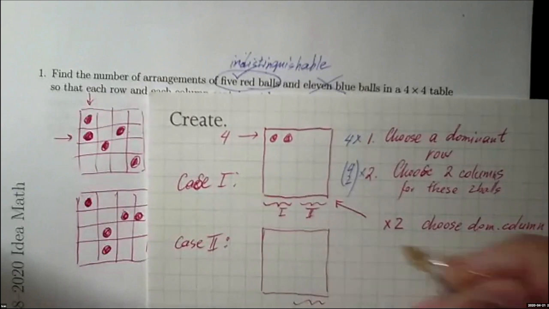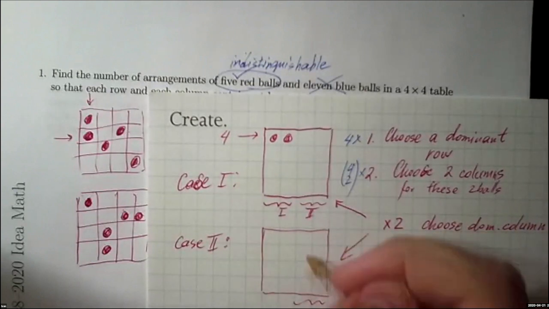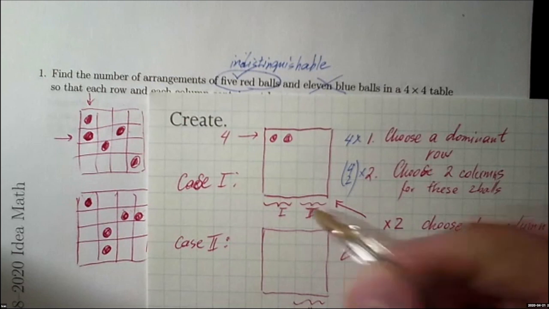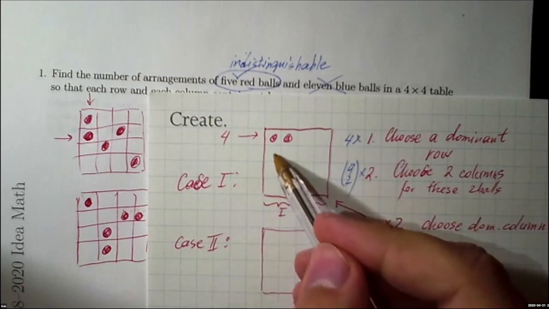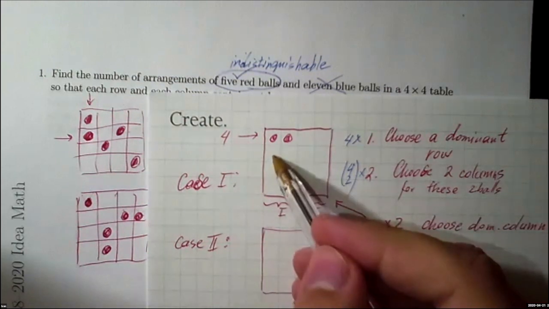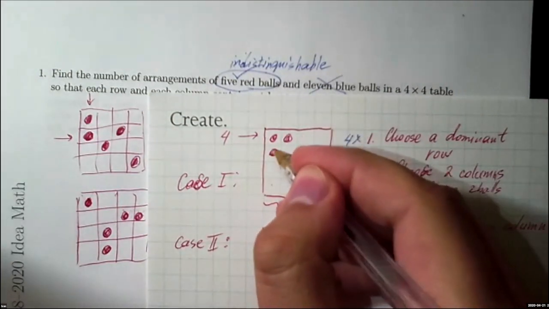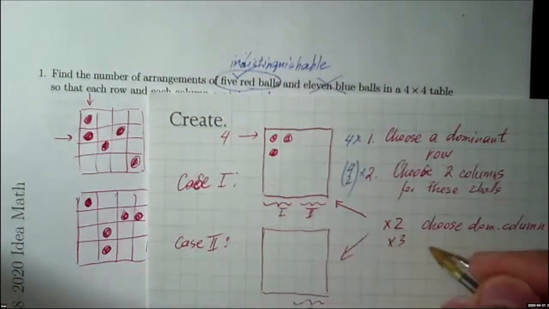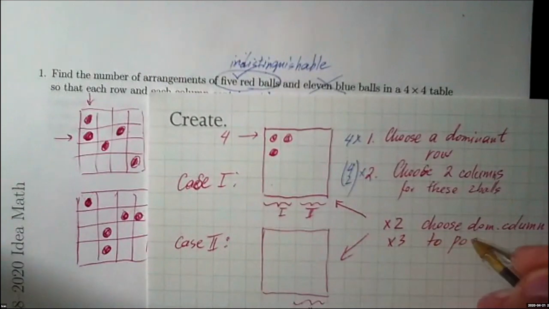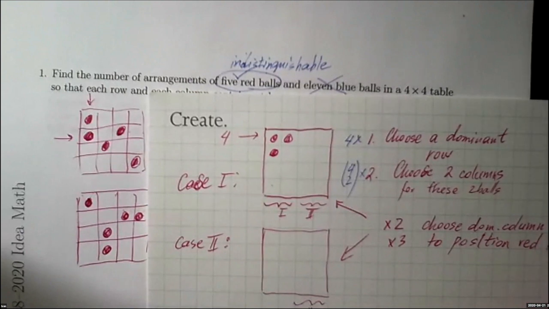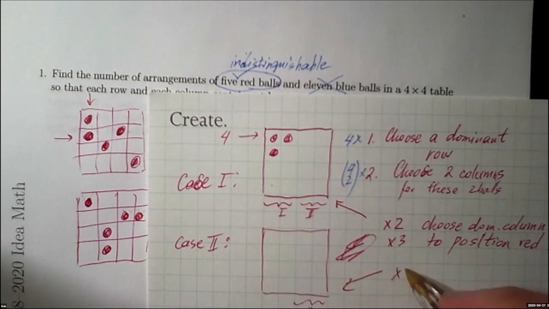Right? And the same thing is here. Which one? And then once we choose, if its dominant column is here, let's say number 1, there are 3 ways to position your red ball. So times 3 to position the red ball. Then 2 of them must be in the bottom quarter now, right? Right. And for here, it's times 2.